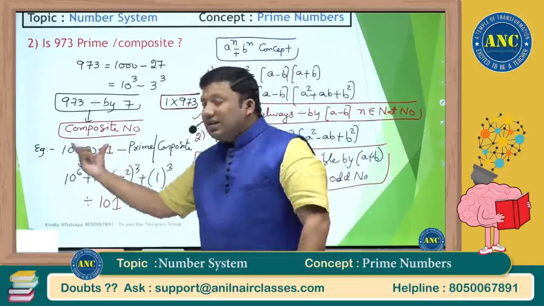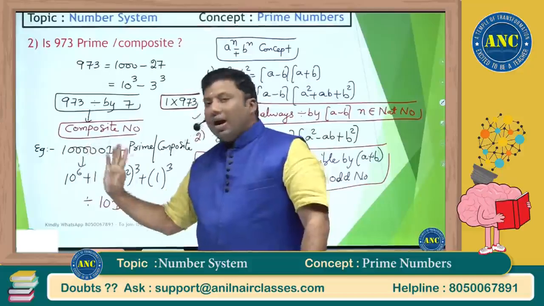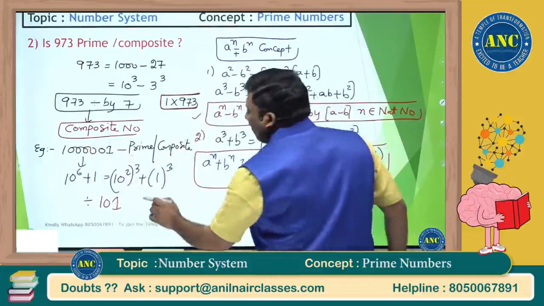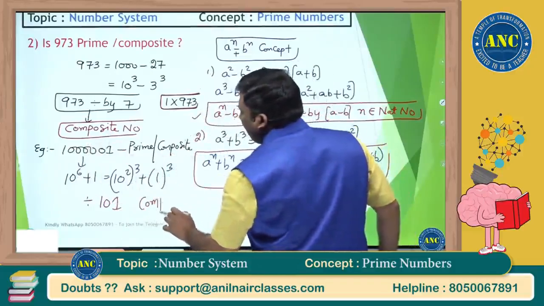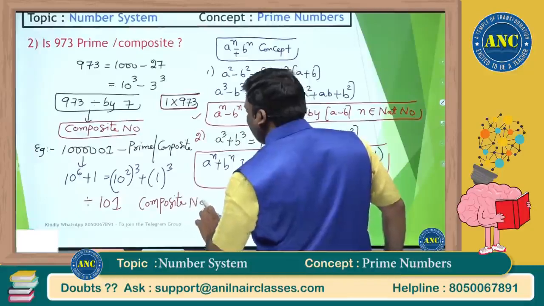If this number is a prime number, it should have only 2 distinct factors, 1 and the given number. But I got another factor, 101. Then the number is definitely a composite number.